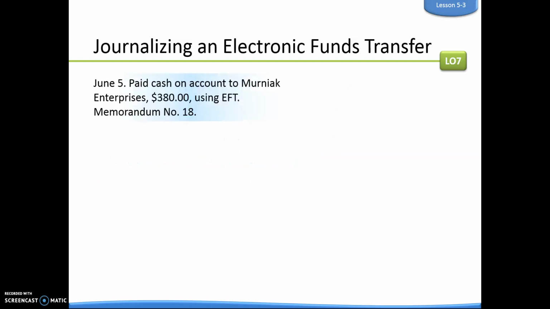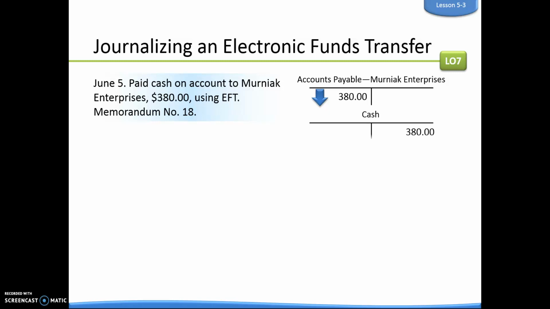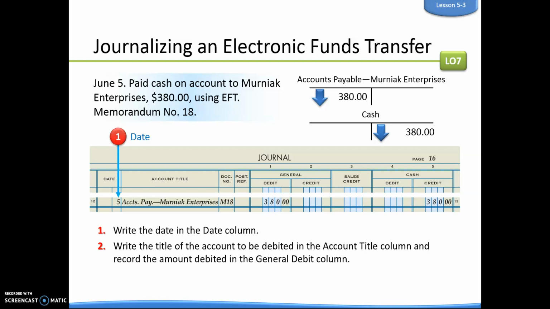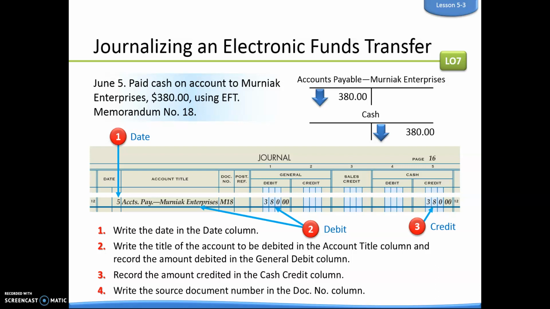So on June 5th, it says we paid cash on account to Merniac Enterprises for $380 using EFT, memorandum number 18. So what's happening is our accounts payable for Merniac Enterprises is going down with a debit. Our cash is going down with a credit. And all that looks like in our journal is just like we've journalized before. The only thing we really want to point out here is that our memorandum again is M18 because we did not write a check. Okay? Unless you write a check, you don't put a C. That's something we want to remember.